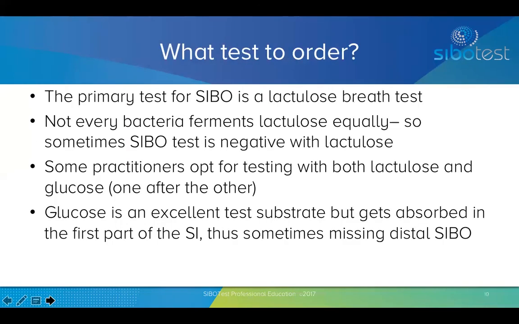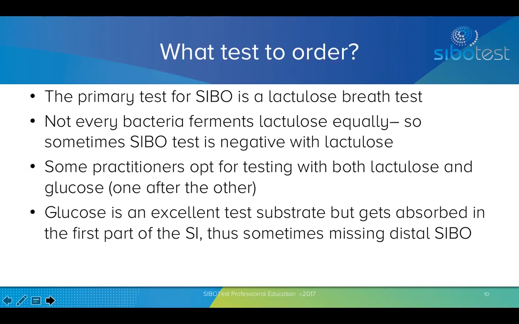So this is a common question that we get at SIBO Test: what test do I order for my patient? The primary test is the lactulose breath test. But not every bacteria ferments lactulose equally. So this is a really important concept: if you get a negative lactulose breath test and yet your patient is fitting very much the symptom picture of SIBO, they could still have SIBO.